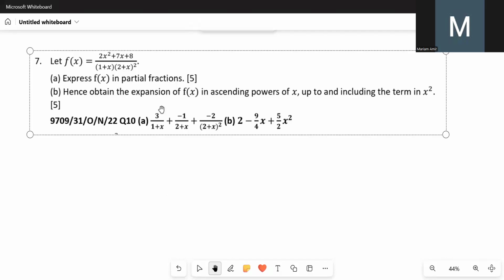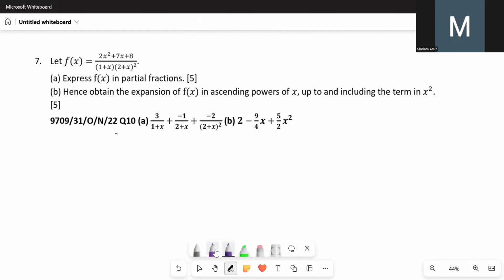Let f(x) equals (2x squared plus 7x plus 8) upon (1 plus x)(2 plus x) whole squared. Express f(x) in partial fractions. So this is going to be a upon 1 plus x plus b upon 2 plus x plus c upon (2 plus x) whole squared. This is a case of linear repeated roots.